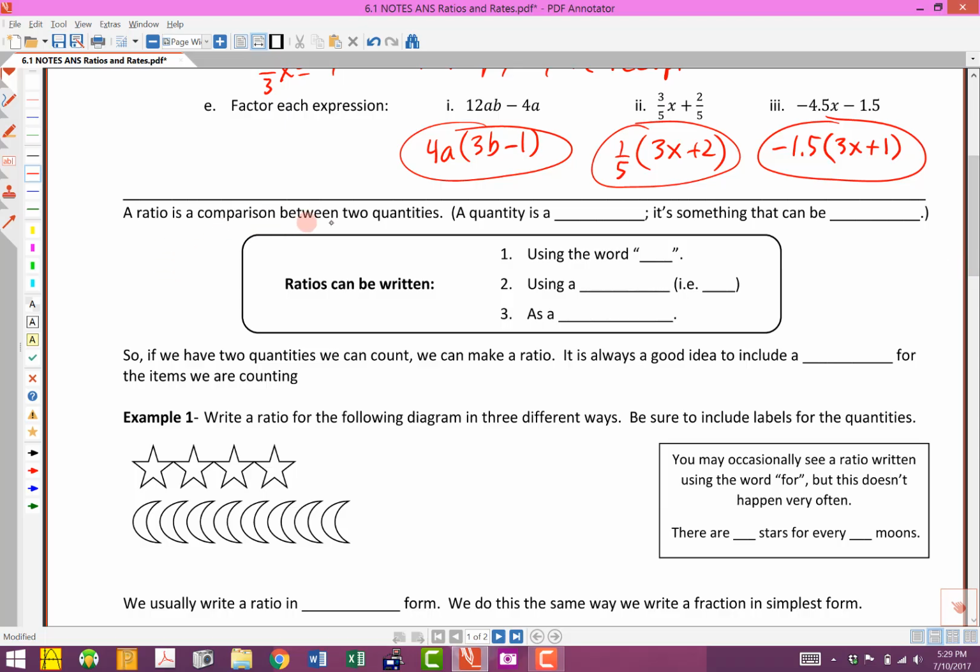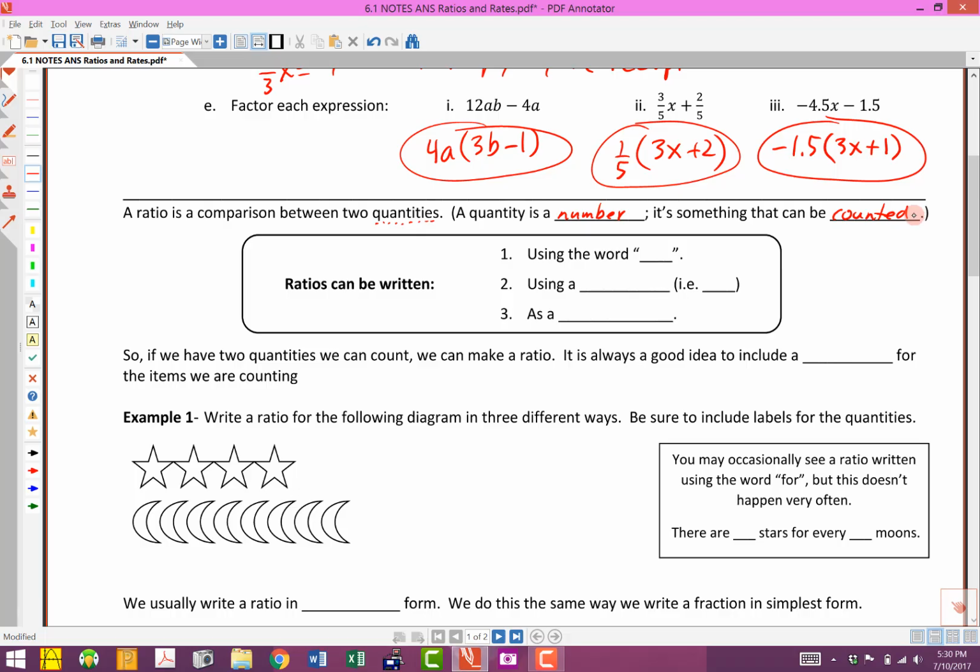A ratio is a comparison between two quantities. There's another word that we use quite a bit in math, and a quantity is a number. In other words, it's something that can be counted.